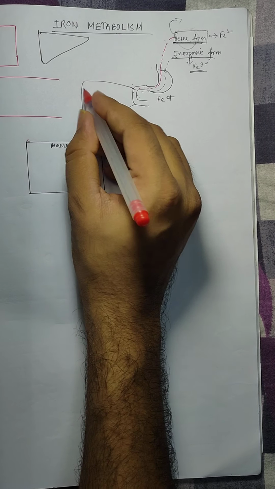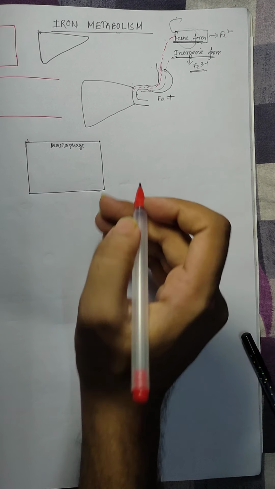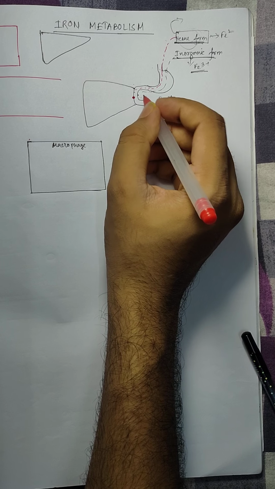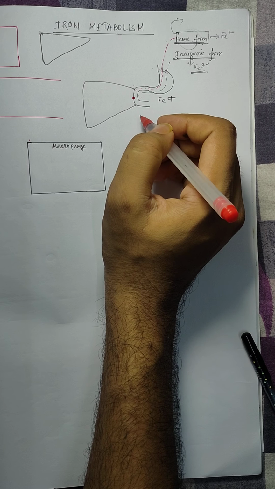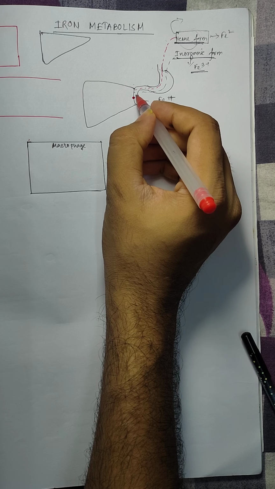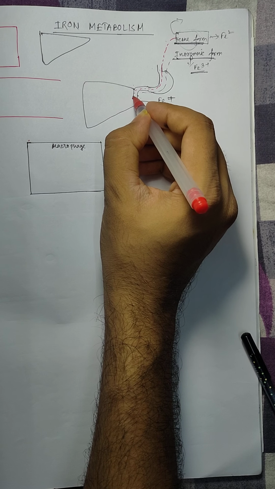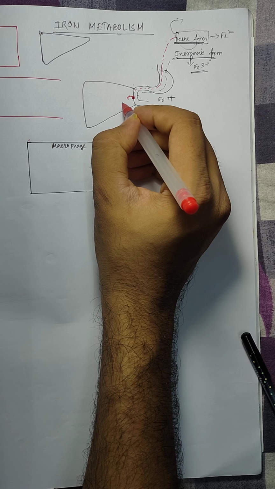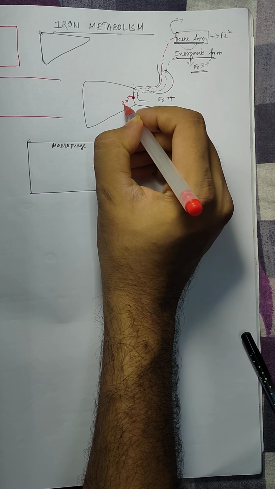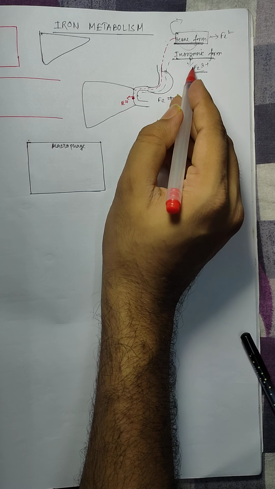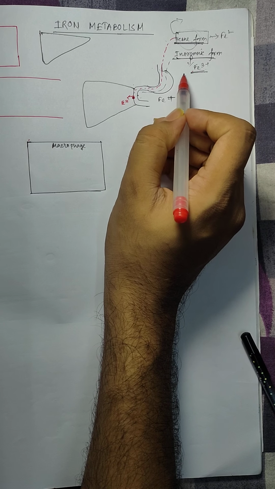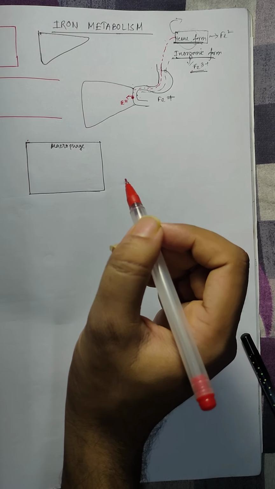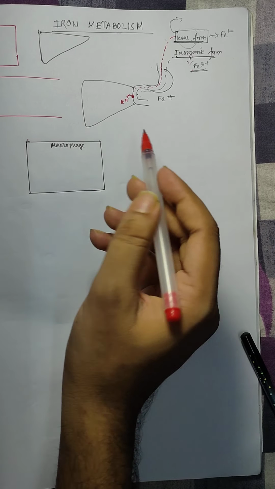So in the enterocyte there is one channel, which is one transporter, the heme iron transporter. Okay, so it basically transports the heme iron into the enterocyte. Okay, and the inorganic form, that is Fe3+, cannot be absorbed like that. It must be converted into Fe2+ before absorption.